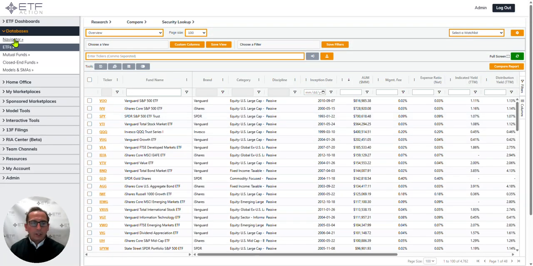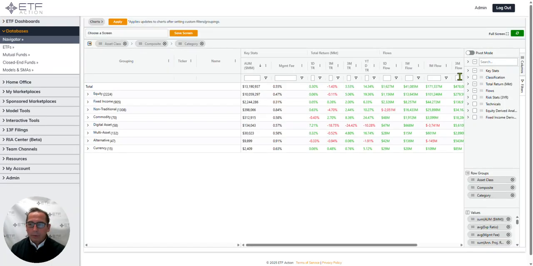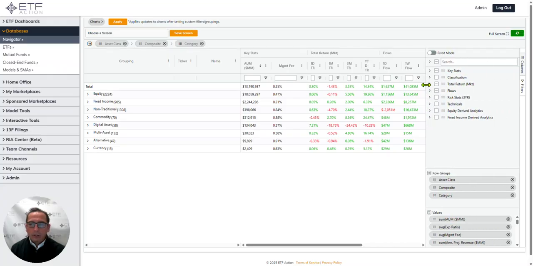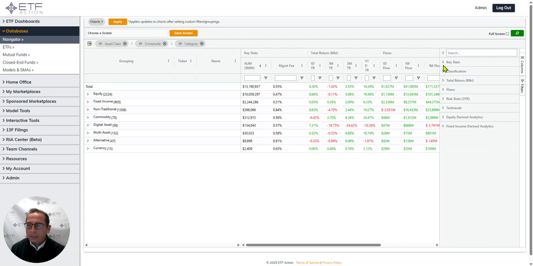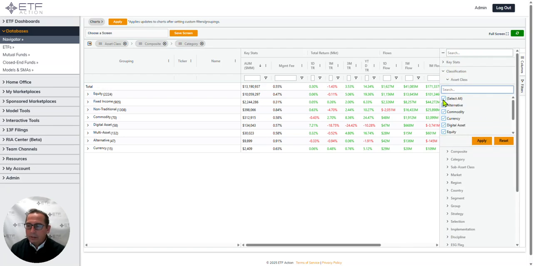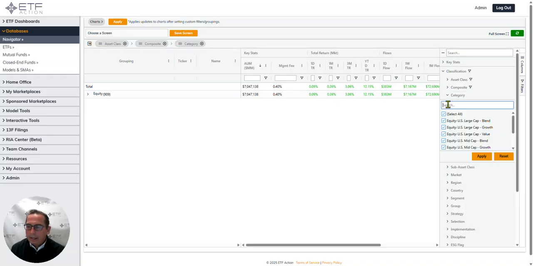What I want to do first is take a quick look at the large cap growth category so we know what we're dealing with here. I'm going to go into our Navigator tool and set a couple quick filters. Go into classification, equity, apply, composite, US size and style, apply, category, US large cap growth. All right, so now I've got that set.